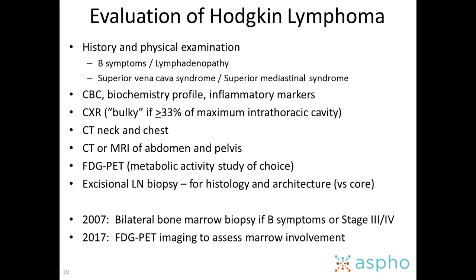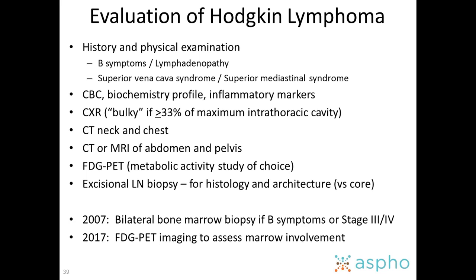The evaluation, we do an H&P, of course. We look for B symptoms and lymphadenopathy. It's always important to rule out the emergent presentations like superior vena cava syndrome and superior mediastinal syndrome. We always do a CBC and a chem profile. I don't know why we get inflammatory markers, but we get inflammatory markers. They actually are prognostic in adults' risk stratification. We do chest x-rays, we do imaging, and currently an FDG PET scan is the metabolic study of choice.